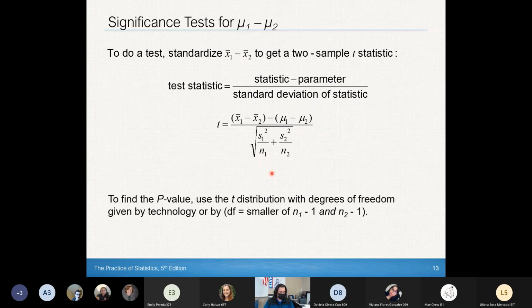To find the p-value, use the t-distribution, table B, with degrees of freedom given by technology or by whichever one is smaller, n1 minus 1 or n2 minus 1. And once again, you should be specific on which method you're using. If you're using table B and degrees of freedom that are smaller between the two sample sizes, you need to make a note of that in your work. If you're going to use technology, you need to make a note of that in your work because the answers will be a little bit different depending on the method you use.